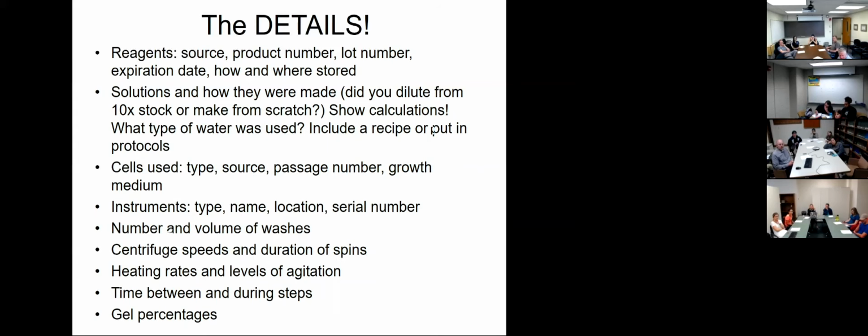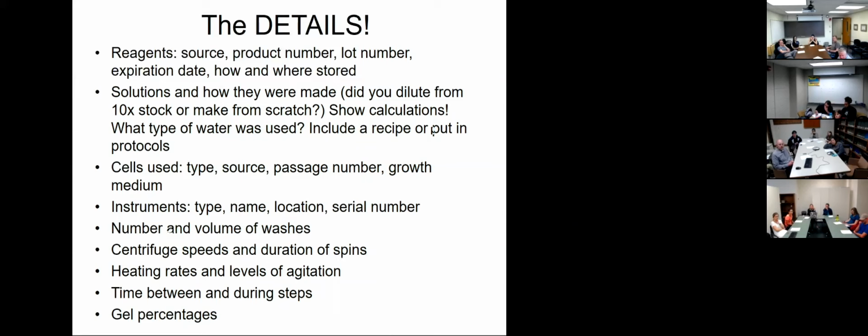If you are growing cells and doing an experiment with cell culture, what kind of cells are they? Where did you get them? Are they cells that you've been passaging? How long have they been in culture? Are they growing normally? Did they look weird? Or did they look like pretty happy cells? Write it down. What medium do you have them in? A lot of times we'll grow a lot of cells in DMEM, but some of our cells grow in RPMI. We need to identify that.